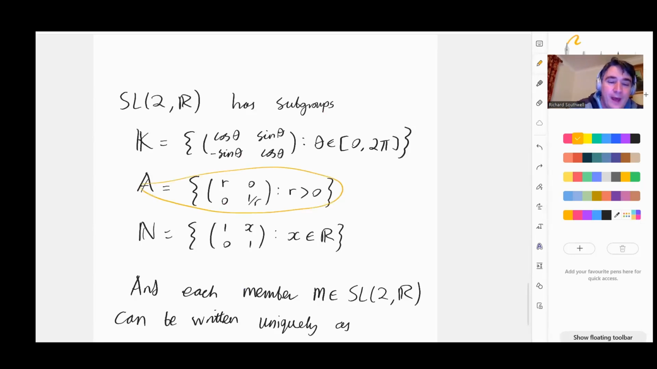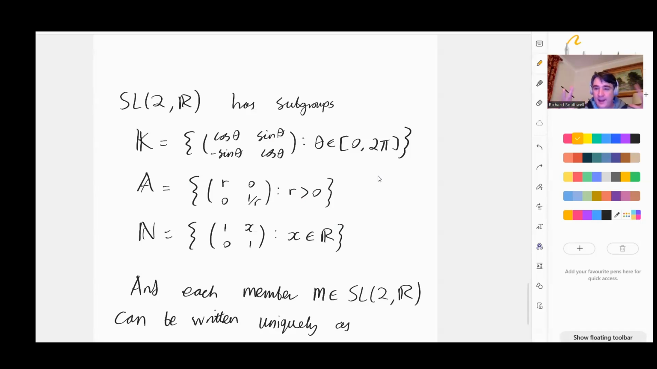Here's another one. This is called A. And this basically consists of the hyperbolic matrices. And then this one here, N, consists of the parabolic matrices. So here with A, you can see that we're looking at these different matrices and they're parameterized by this positive number R here, whereas N here is parameterized by this real number X.